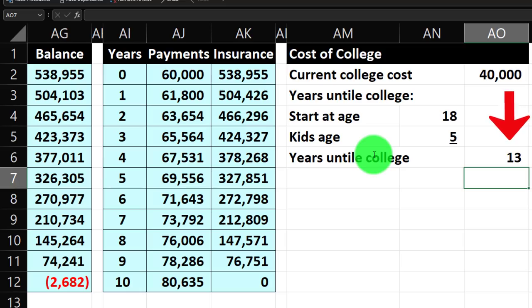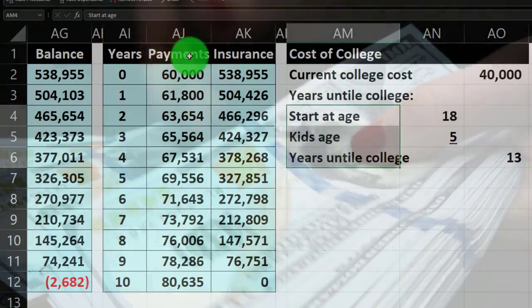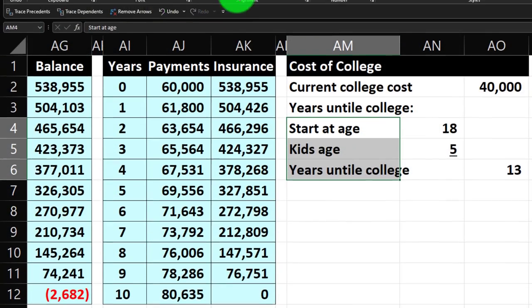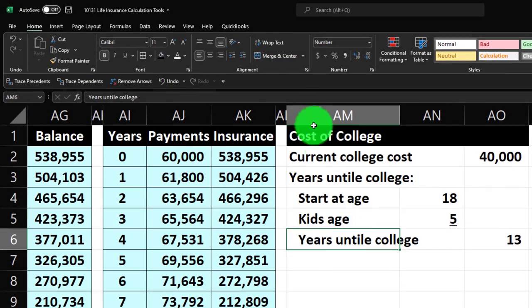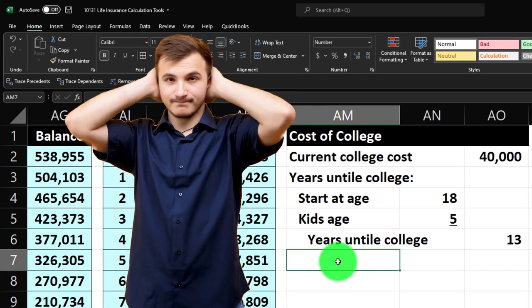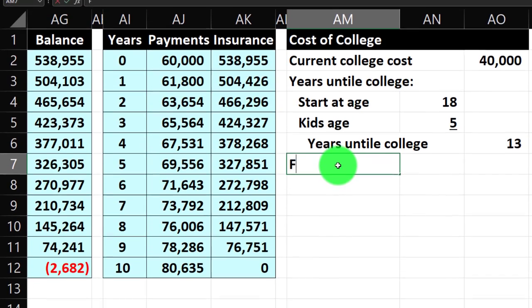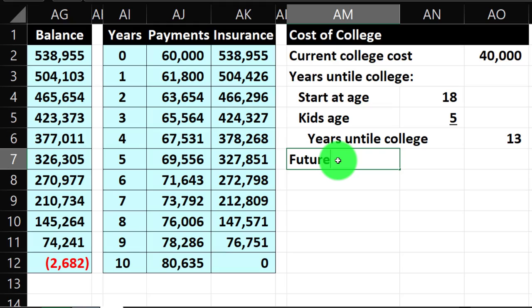By that point, we need the money for them to get into college and whatnot, assuming that they're able to or whatever. I don't care, man. I'm just kidding. You don't have to go to college if you don't want to.